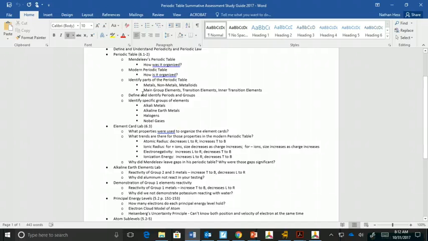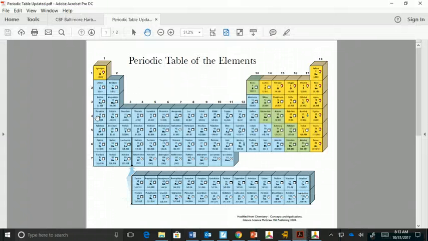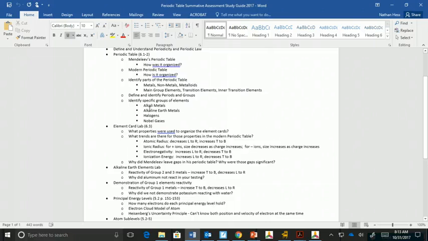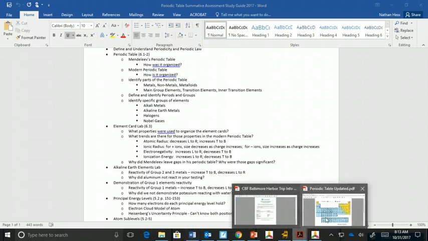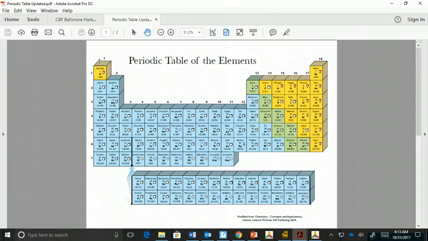You should be able to identify the periods and the groups. So the periods are the horizontal and the groups are the vertical. You should be able to identify the names of these different things, alkali metals and alkaline earth. Notice how similar they are to each other. The alkali are these and the alkaline earth are group 2. Group 17 are the halogens and group 18 are the noble gases.